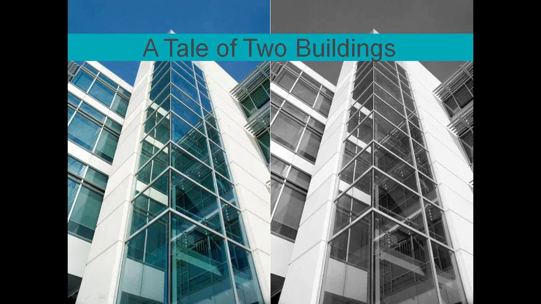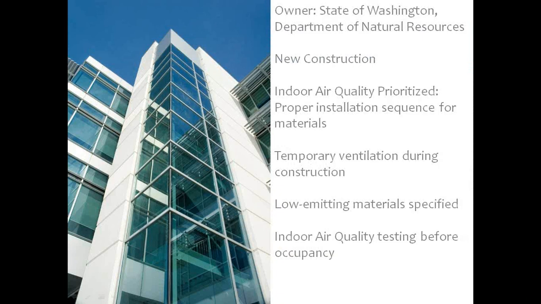As we move to the next slide, what we did in this case study was look at two buildings built at the same time, one of which was built in the state of Washington in the LEED for New Construction program. Indoor air quality was a priority for them, and they did some of those things that we talked about. They installed their products wet before dry. They used a temporary ventilation system. They specified low-emitting materials, and they did an indoor air quality test before they moved people into the building.